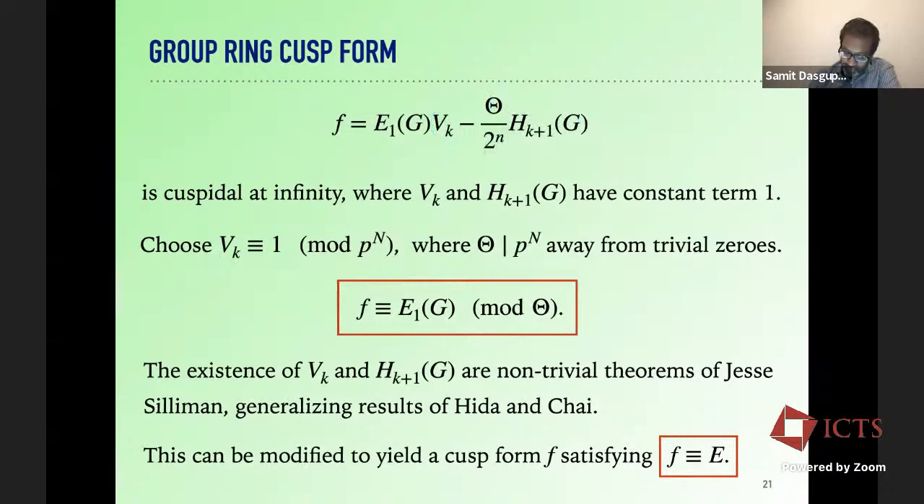Now let me delete all these scribbles so you can actually read what's there on the slide. The last statement I want to make is that I've only worried about constant terms at infinity. You have to worry about all the constant terms, especially when you're dealing with forms with level. There are more constant terms. And it turns out this construction is not quite right. You have to modify it, and then you get an honest cusp form that satisfies F is congruent to E, where E here is just E1 of G.